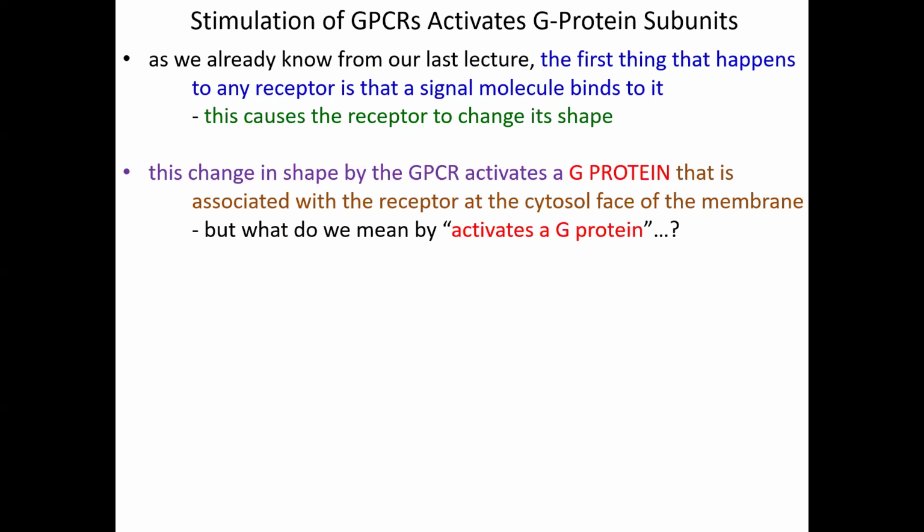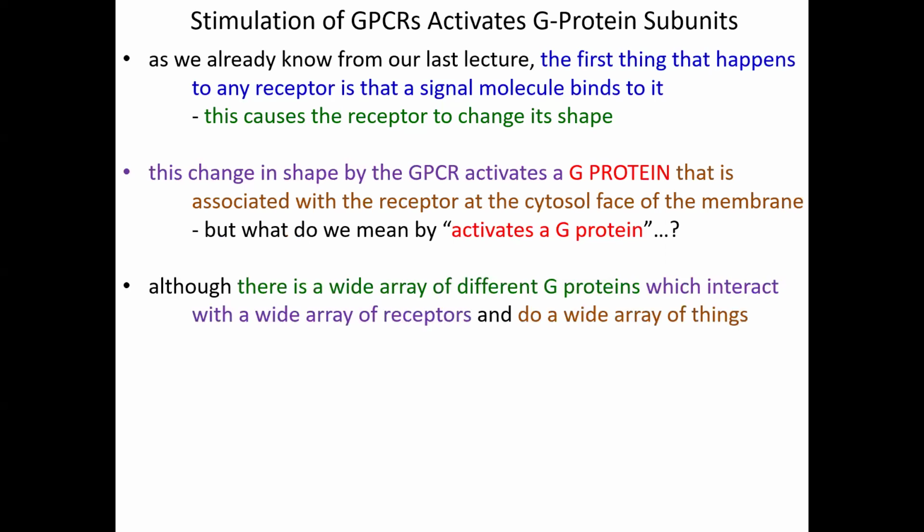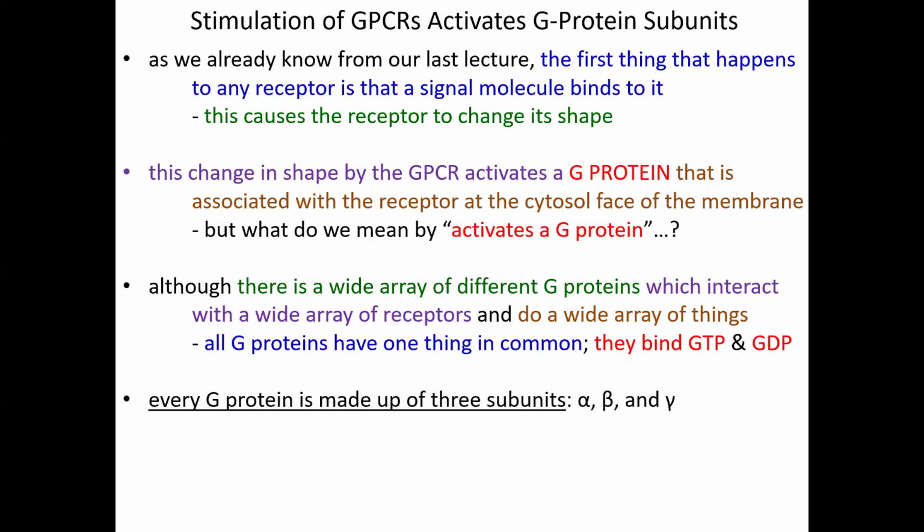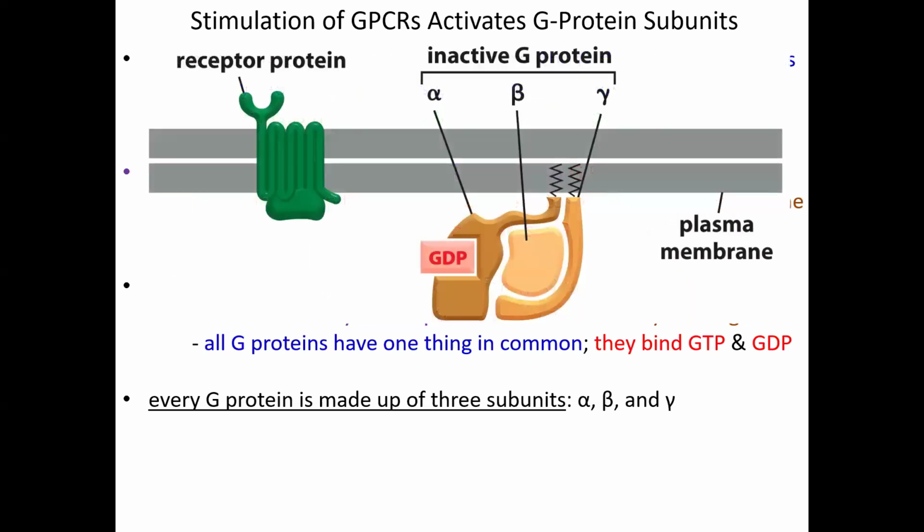So what do I mean by activates a G protein? Well, there's a wide variety of different G proteins out there, which interact with a very wide variety of receptors. And all these G proteins do a wide variety of things. But all G proteins have one thing in common, and it's why they're called G proteins. They bind to guanosine triphosphate and guanosine diphosphate. They bind to these guanosine phosphates. Every G protein is made up of 3 subunits, an alpha subunit, a beta subunit, and a gamma subunit. And it's the alpha subunit that actually binds to GTP or GDP.